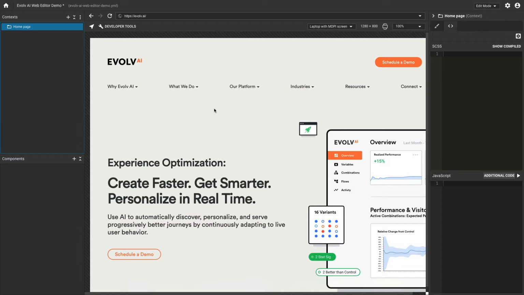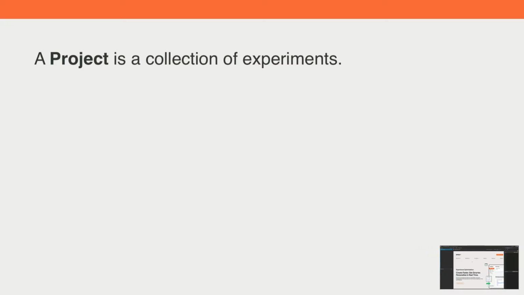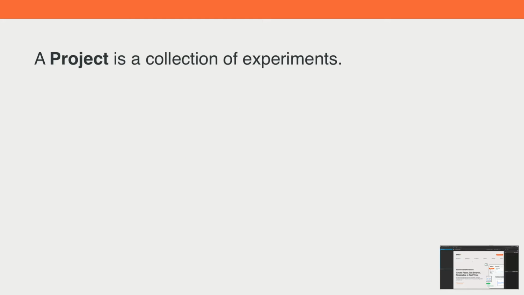It's time to start setting up your ideas. We'll build a project that you can configure and launch in the Evolv AI Manager. A project is really just a collection of experiments, where each experiment is a different hypothesis intended to affect the same audience and conversion metric. In the Evolv AI Web Editor, these experiments translate to variables, and each variable contains variants that you want to test to prove your hypothesis and increase performance while your project is running.